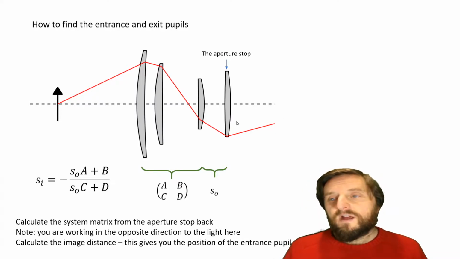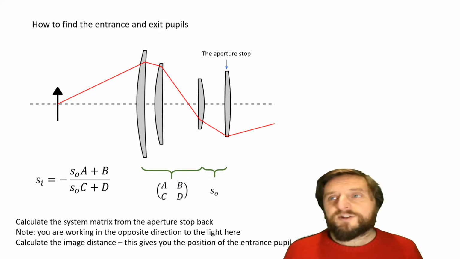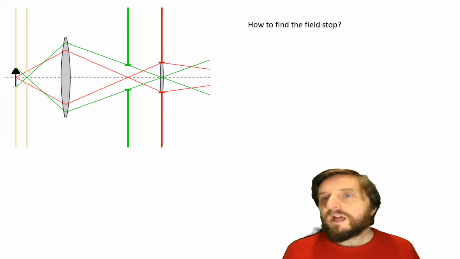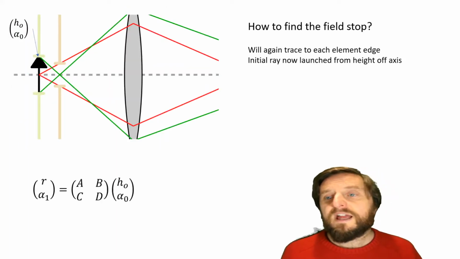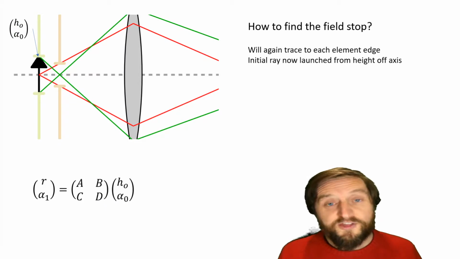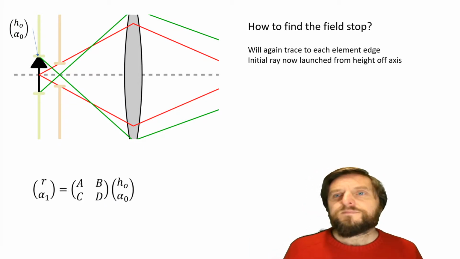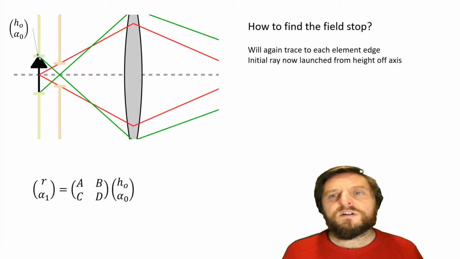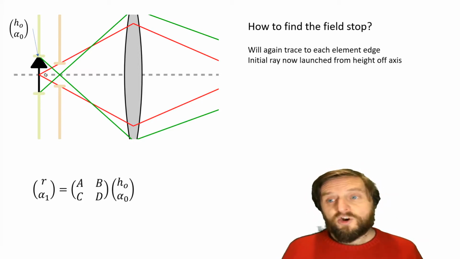So that's the procedure for finding the aperture stop and the entrance and exit pupils. How about the field stop? Well, the field stop is quite similar. We're again going to trace the rays through until they just hit the edge of each element. But this time we're going to start with rays which are on the edge of the object.